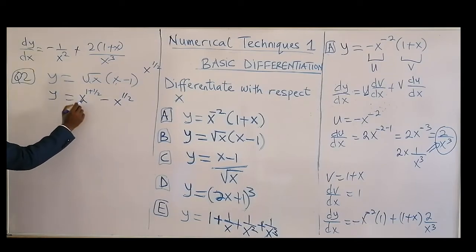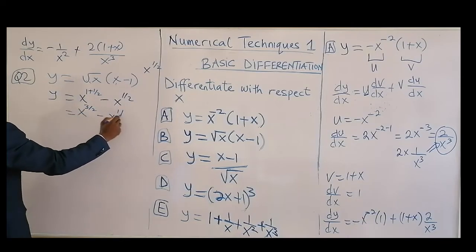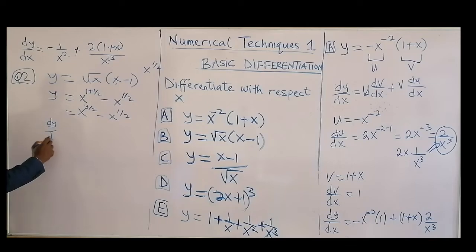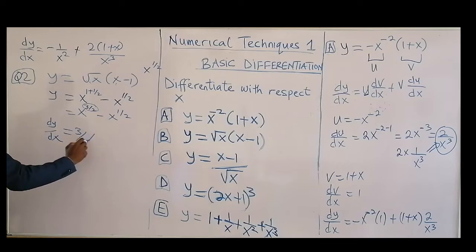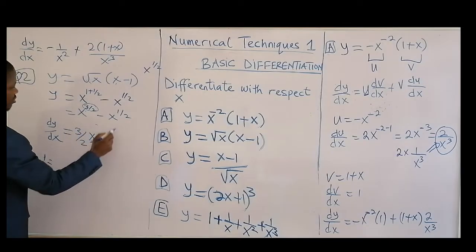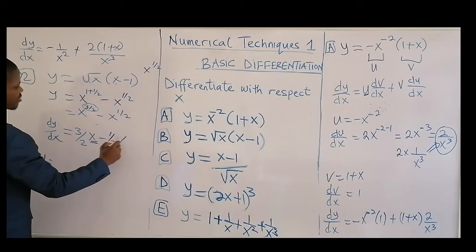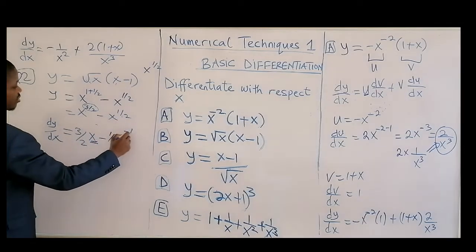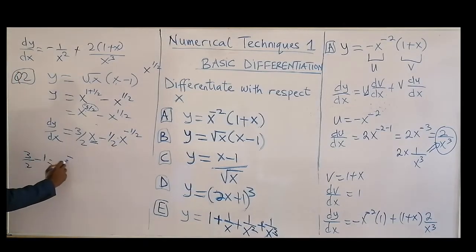So the final part will be 1 plus half, that's 3 over 2, minus x to the power half. Then dy/dx will be equal to: if you want to differentiate this, the power will go to the front, and then x to the power 3 over 2 minus 1. That's 3 minus 2 over 2, that's 1 over 2. Then minus, this one half will go to the front, then times the power minus 1, that's minus half. So that's the answer.